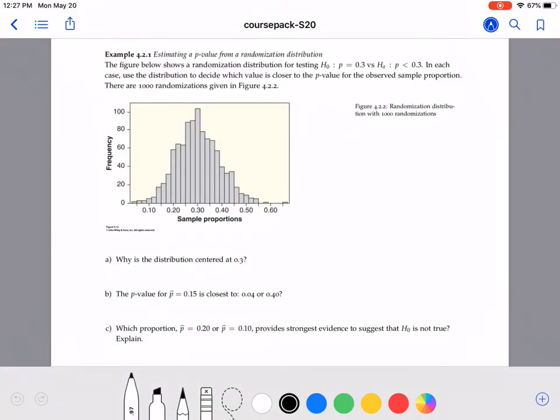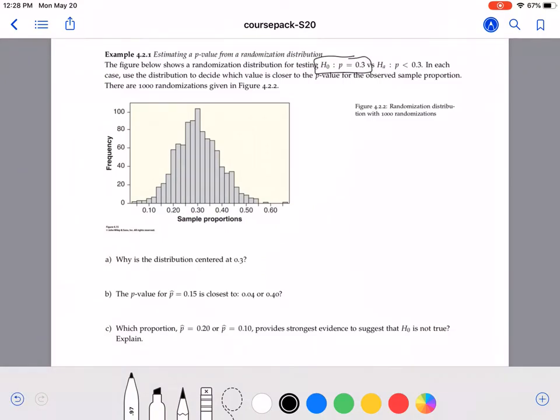What we have is a randomization distribution for testing if the population proportion is 0.3 versus that it's less than 0.3. In each case, we want to use this distribution to decide which value is closer to the p-value. We have 1,000 randomizations in this figure. When you do these in StatKey, we'll get dots. When we have some of these in the notes, they're histograms. This is a visualization of 1,000 randomizations of what p-hat values we'd expect to occur if the null is true and we really have p equal 0.3.